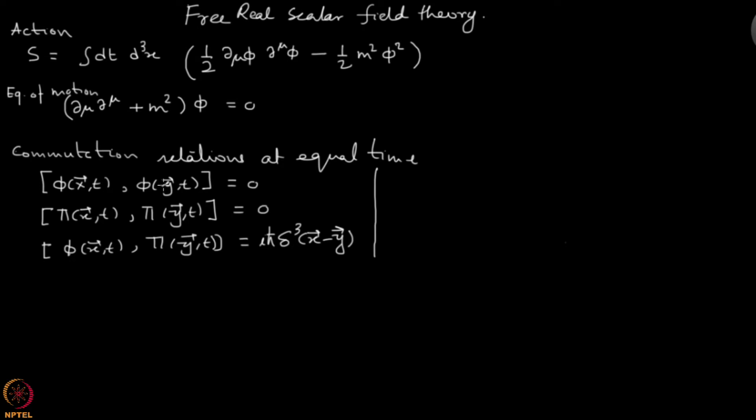So phi commutes with phi, pi commutes with pi, and the commutator of phi and pi is given by i h bar delta cube x minus y. And these commutation relations are at the same time, equal time. We also introduced the Fourier variables last time, the Fourier transforms of the fields, phi and pi. And we also saw that they satisfy the following commutation relations.